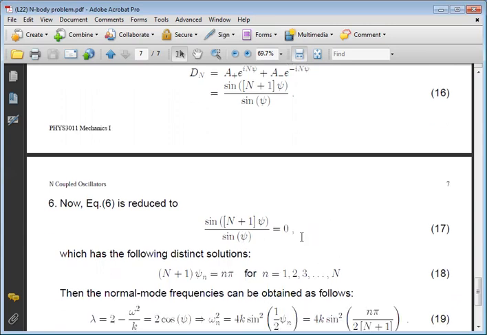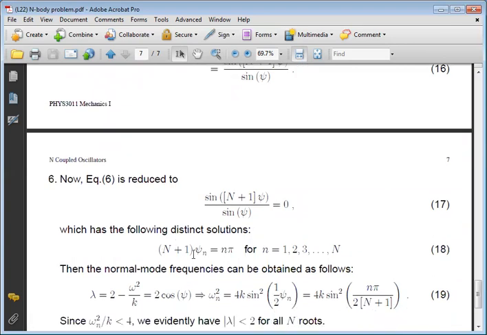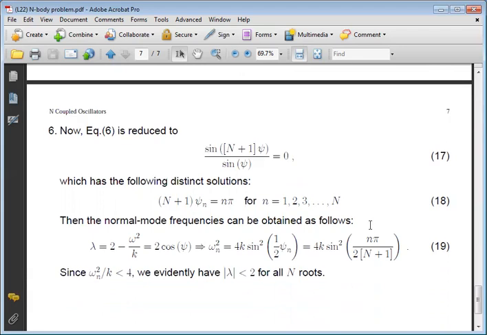Okay, which has the following distinct solutions: n plus 1 times psi n equal to n pi, n equal to 1, 2, 3 up to capital N. So we obtain the n solutions already. Once we obtain the n solutions, we can determine the n frequencies. The n eigenmode frequencies are expressed by this nice formula.